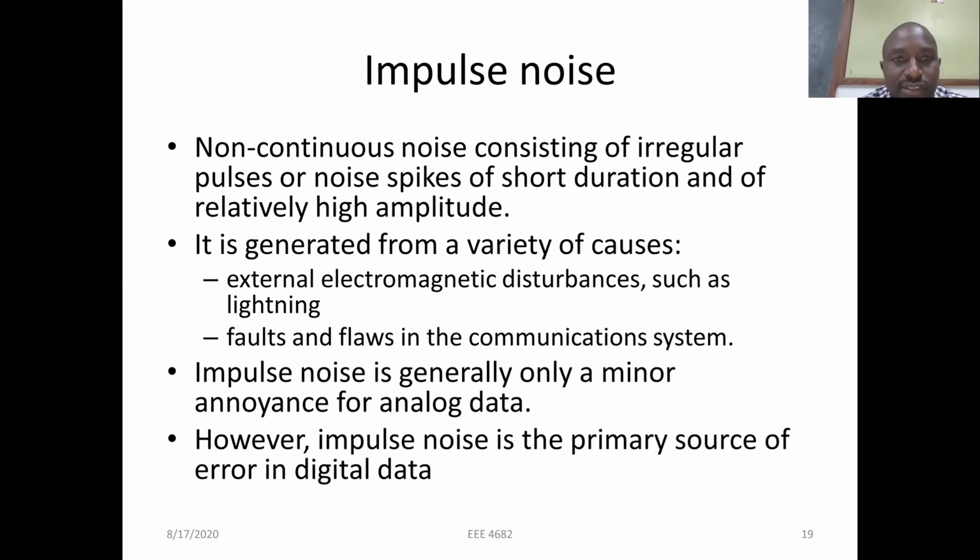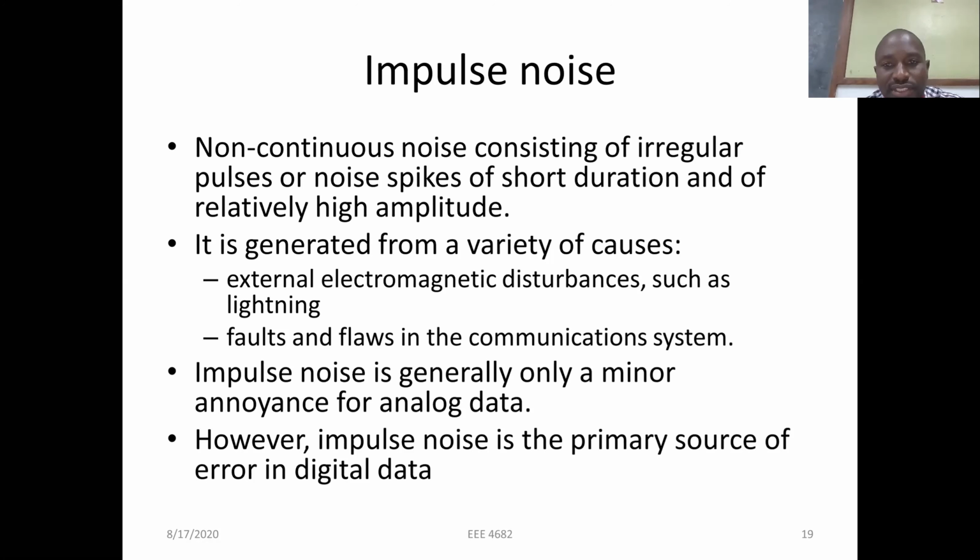Impulse noise is usually non-continuous noise consisting of irregular pulses. They usually show themselves as noise spikes of short duration, but of relatively high amplitude. It is usually generated from a variety of causes. Some of it is external electromagnetic disturbances, such as lightning, as well as faults and flaws in the communication system.